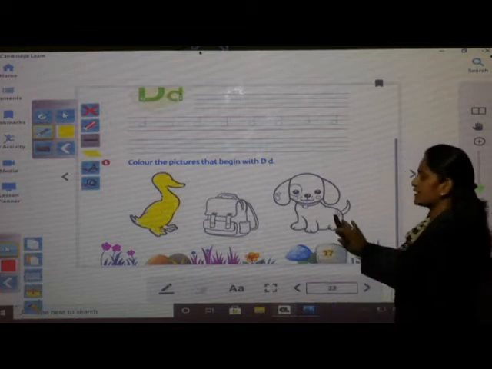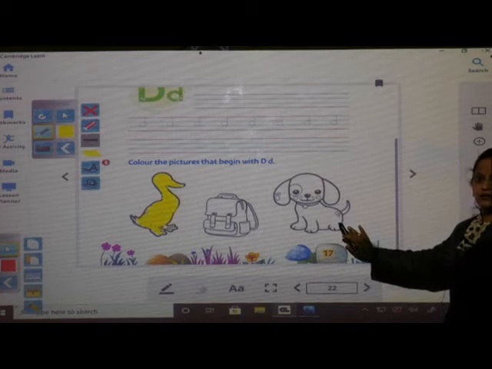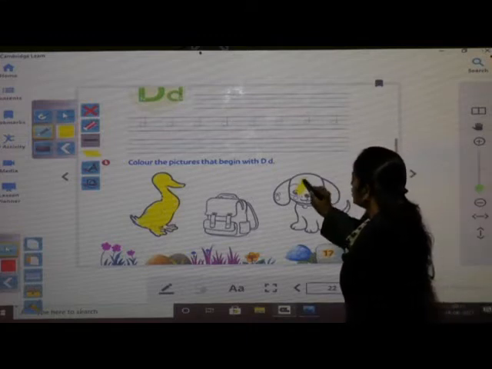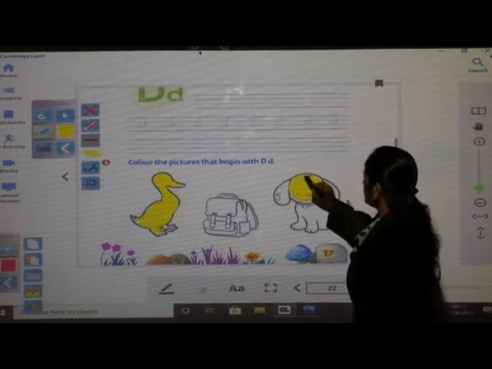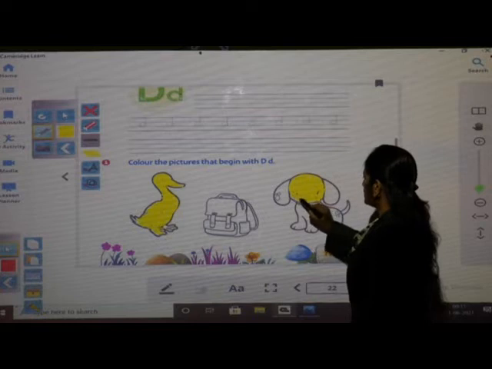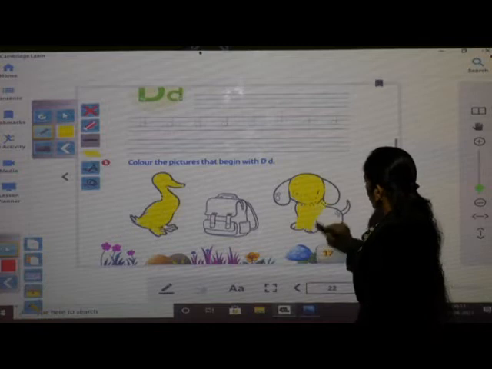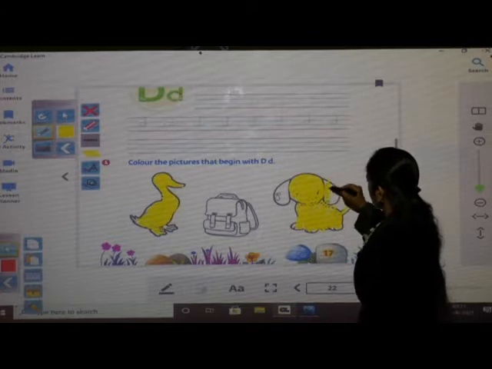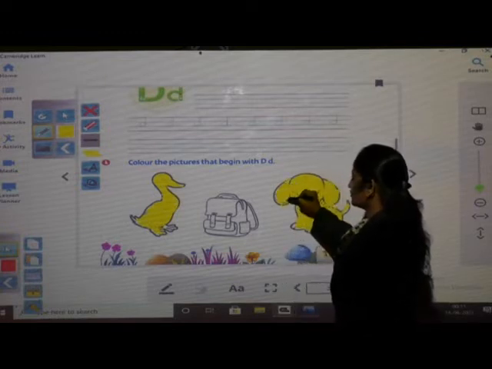And this picture next to bag is dog. And what is the beginning sound of this dog? Yes. From which letter it starts? D. Yes. So dog. You have to color this picture also. Okay? Yes. You have to color the dog picture also. Okay, children? Dog. Okay? Yes, you have to color properly. Within the black color outline, you have to color the picture. Okay?